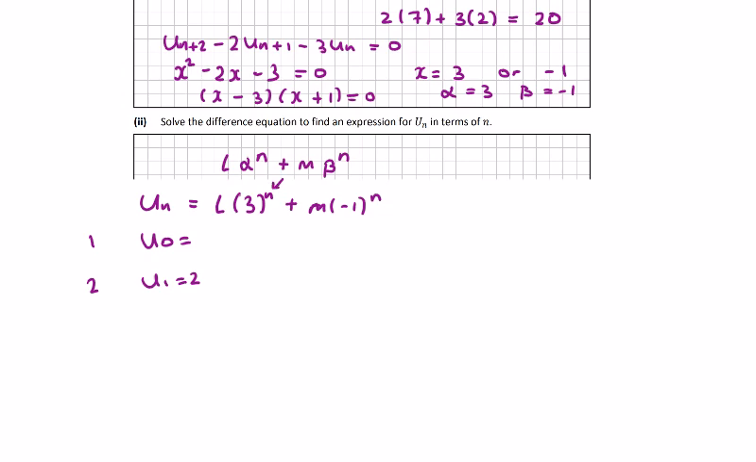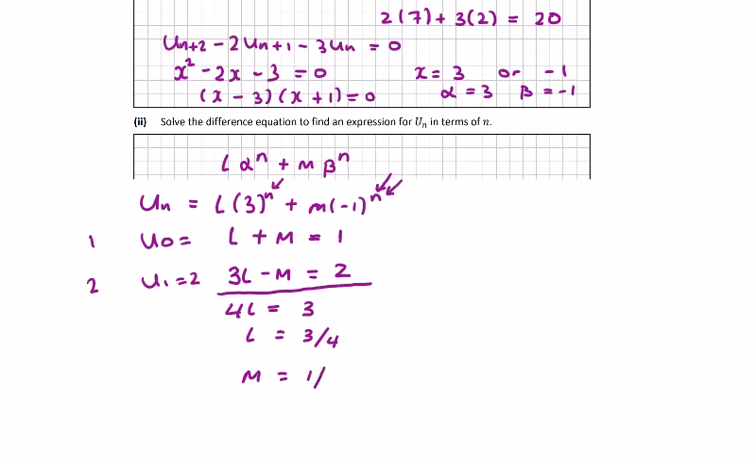So anything to the power of 0 is 1. So L times 1 is just L. And m, same again here, minus 1 to the power of 0 is 1. So we get L plus m is equal to 1. And putting 1 in for n, we're going to get 3 to the power of 1, which is 3. So 3L. And minus 1 to the power of 1 in here will give minus 1. So that'll be minus m is equal to 2. And you can see these set up nicely for simultaneous equations. 4L is equal to 3. So L is 3/4, which would mean m would be 1/4.